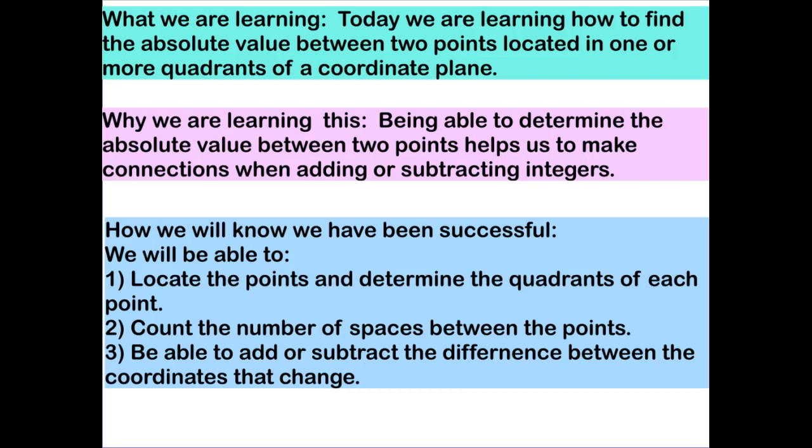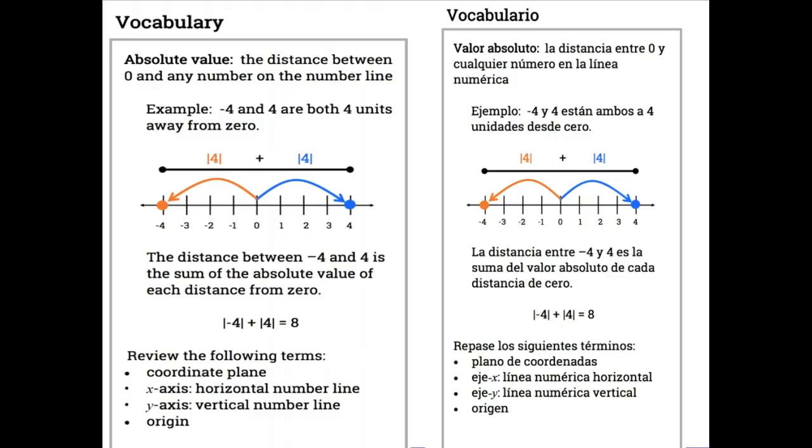And how will you know you've been successful? Well, you'll be able to locate the points and determine the quadrants of each point. You'll be able to count the number of spaces between the points and to add or subtract the difference between the coordinates that change. Remember, if your x coordinates are the same, it's your y coordinate that will change. If your y coordinates are the same, it's the x coordinates that change. So you will be looking at that to determine what that distance or what that change is going to be.